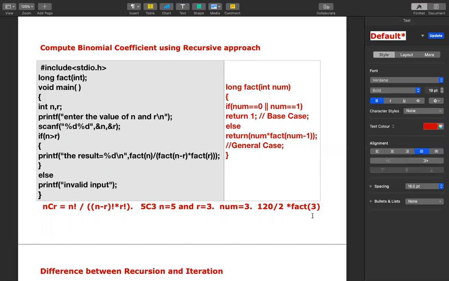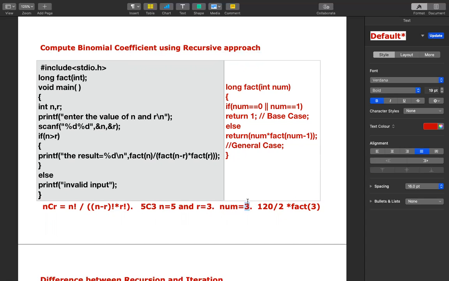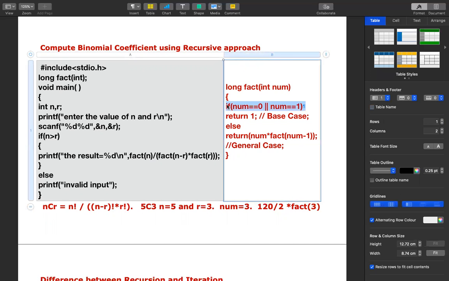Since it's a complicated case, we need to divide it into smaller instances. To divide into smaller instances in recursion, we have to go to the general case. So the condition will lead us to the general case if it is a complicated case, where we don't have a straightforward answer. Look at this. What is the num value now? Num value is 3. So it checks, is this condition true? No, this condition becomes false. So where does it go? It goes to the else case.